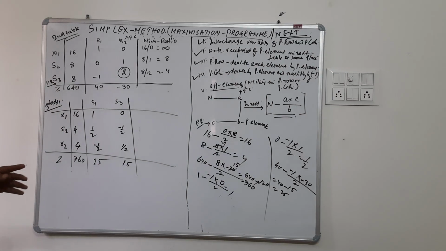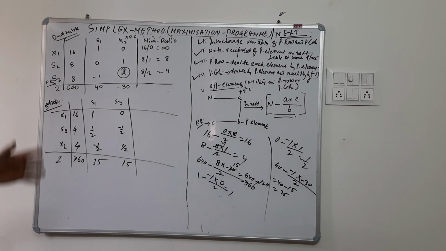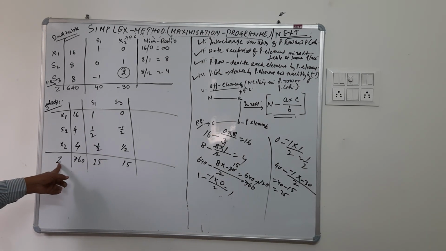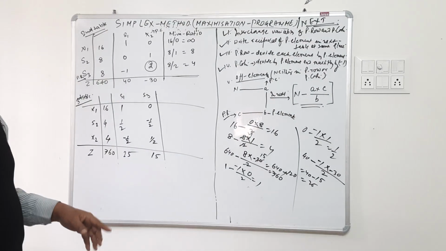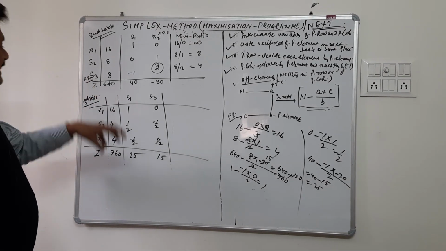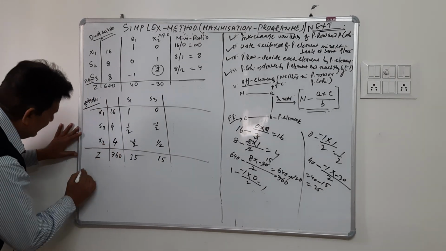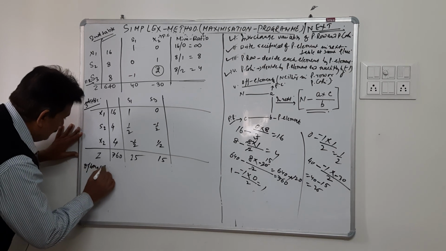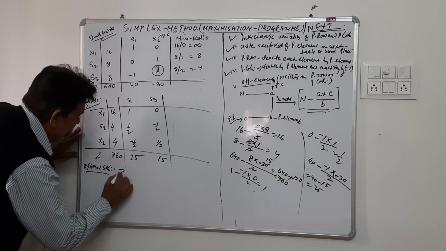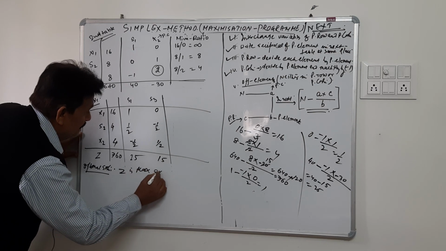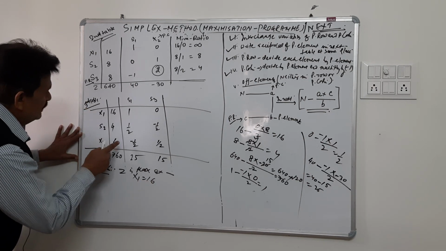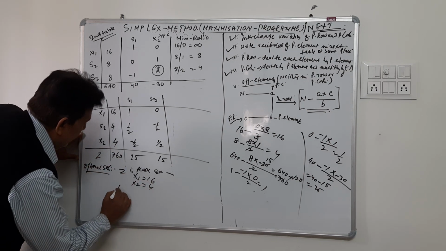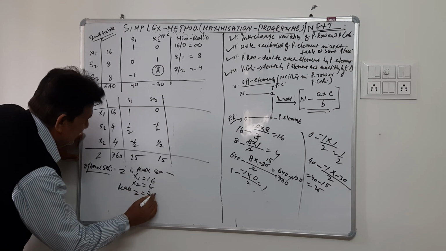Well, students, now see what has happened. While going through the improvement in the third table, we find that all entries against Z have become positive. So there is no possibility of any further improvement, and this third table gives us the optimal solution. All the values are lying here. So in the optimal solution, Z is maximum at x1 equal to 16, x2 equal to 4, and maximum Z is 760.